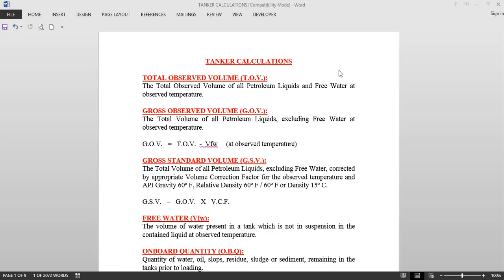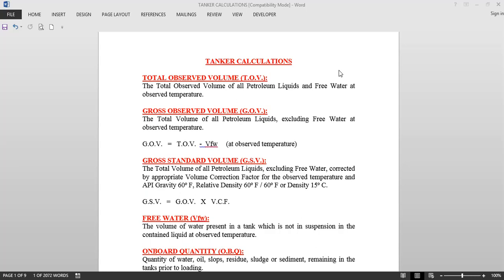Now that volume you get is at the present temperature. At the load port, the temperature of that particular cargo may be different. When you get to the discharge port, the temperature will be different. So if you calculate one volume at the load port and then check the volume at the discharge port, that volume will be different because the temperature will be different.